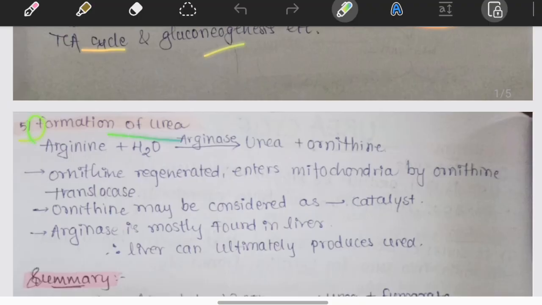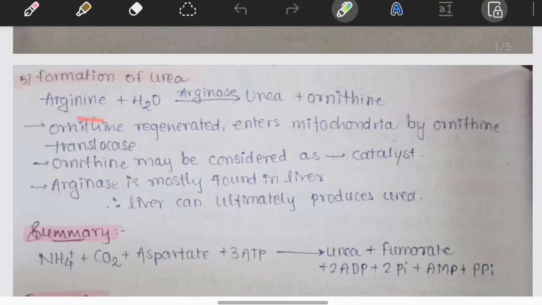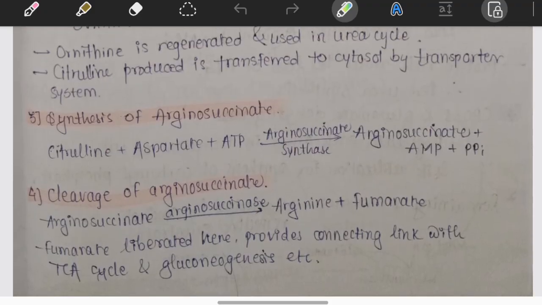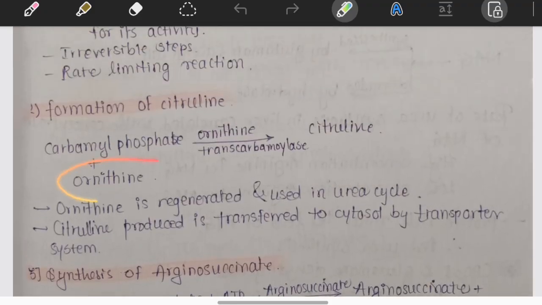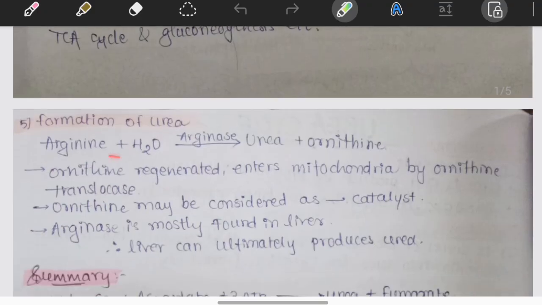The fifth step is the formation of urea. Arginine plus water gives urea and ornithine. Hence ornithine is formed in the fifth step. It is regenerated, which is used in the second step. The enzyme used here is arginase. It is the final process.